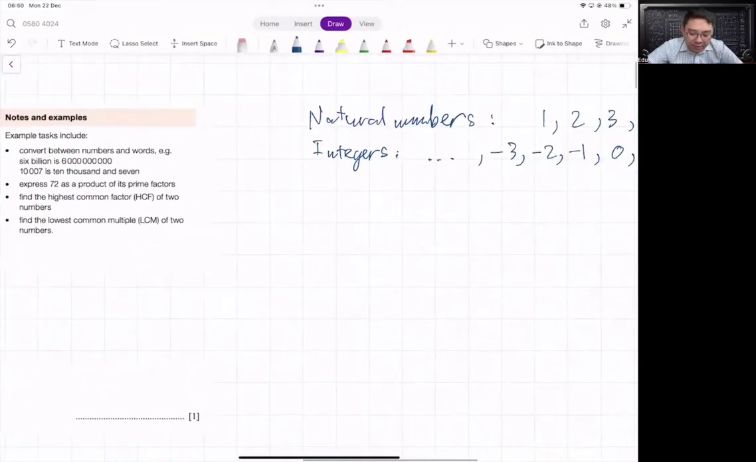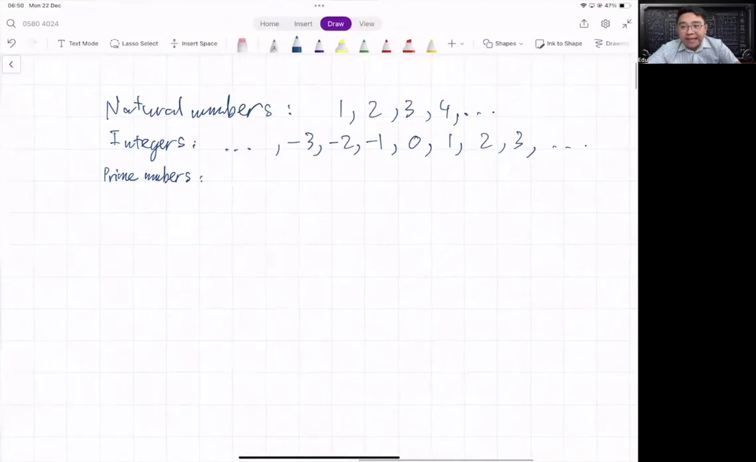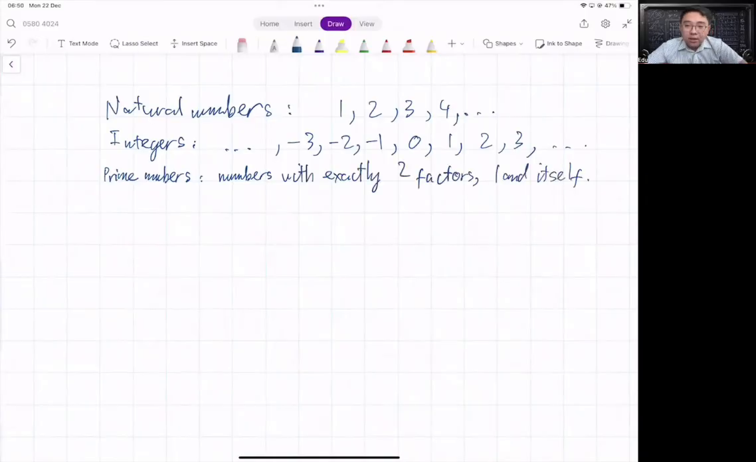Next up, we have prime numbers. So what are prime numbers? Prime numbers are numbers with exactly two factors, one and itself. Okay, so you may ask, what are factors? All right, so here we do have a word here, which is factors.